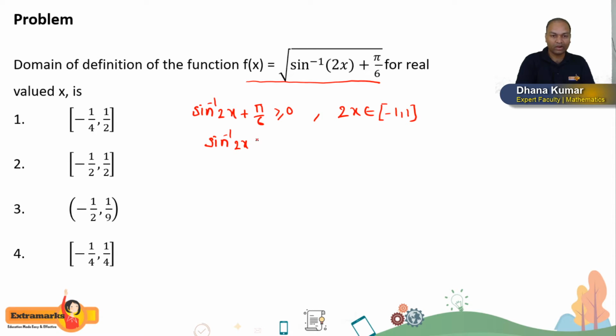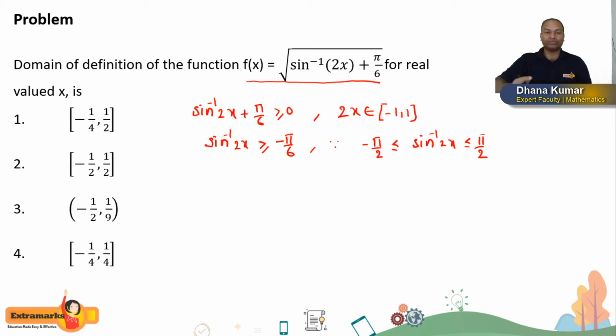Sine inverse 2x is greater than or equal to plus pi by 6. Shift this side, it becomes minus pi by 6. Sine inverse 2x greater than or equal to minus pi by 6 means minus pi by 6 to infinity. If you take it like this, your problem is gone. That is wrong, because the sine inverse function belongs to the range. Since minus pi by 2 is less than or equal to sine inverse 2x, which is less than or equal to pi by 2, it is this particular interval only, not minus pi by 6 to infinity.